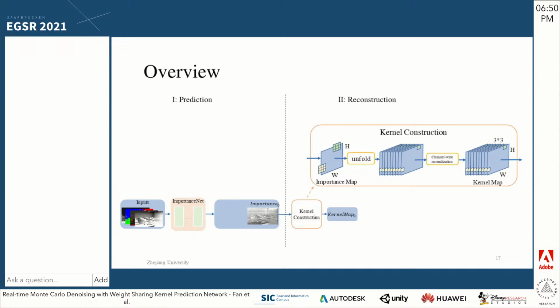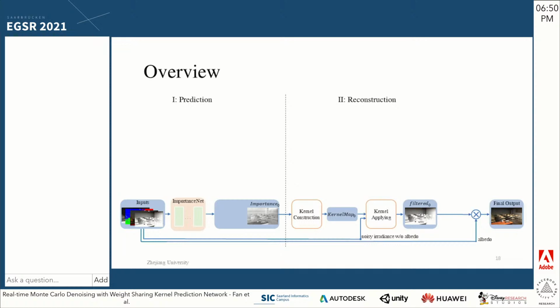Here we construct a kernel map with a 3x3 filtering window size for illustration. The yellow and green color cells represent the data flow of two example positions. For the input single-channel importance map, we use a sliding window of size 3 to unfold it to 9 channels, and then we apply a channel-wise normalization to obtain the kernel map. Then as the final step, we filter the noisy input with the constructed filtering kernel, and remodulate the albedo to get the denoised image. This is our total two-phase pipeline without the kernel fusion module.